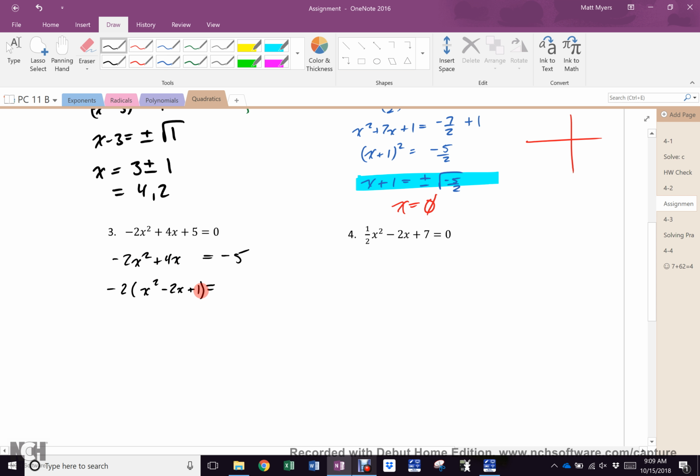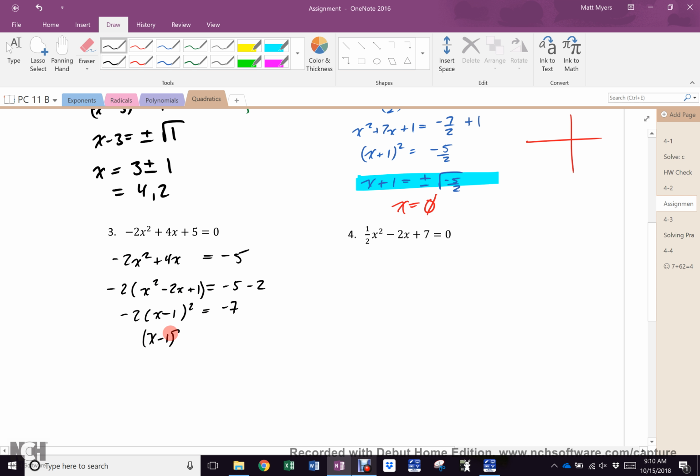Equals, what did I add to the left? Negative 2 times 1 is what? Negative 2. So what do I got to add on the right? Negative 2. Negative 2 times x minus 1 squared equals negative 7. Now what? X plus 1. Took out a, no. I was right the first time. X minus 1. Now what?